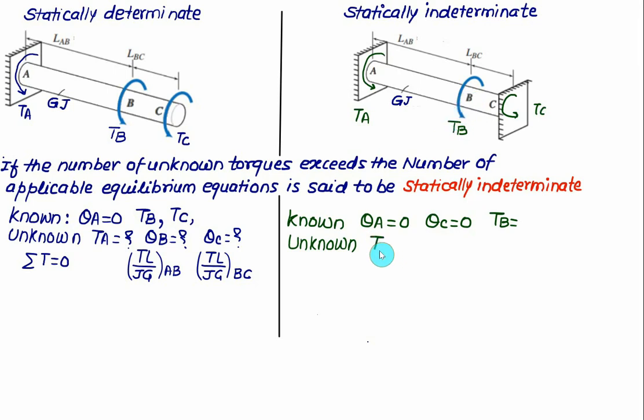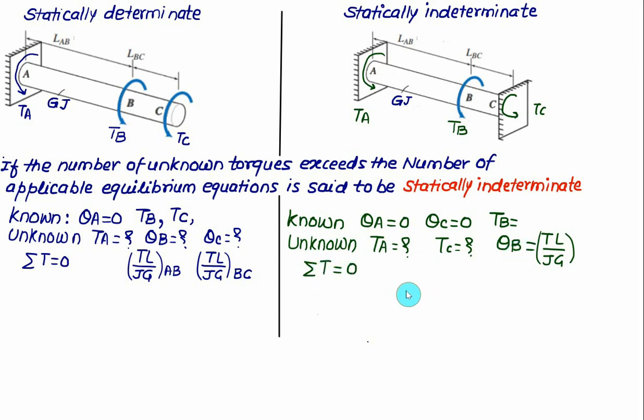So in this case TA is unknown, TC is unknown, and the value of theta B is required. Theta B we can find either from shaft AB or shaft BC, either one we can use. So it will be the same as TL by JG. One will be positive and one will be negative, so that equation is with us. The second equation of equilibrium with us is the summation of torque equal to 0.